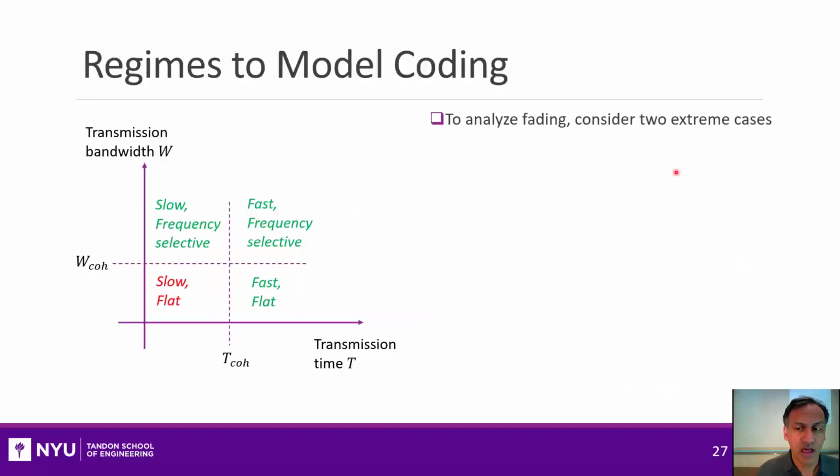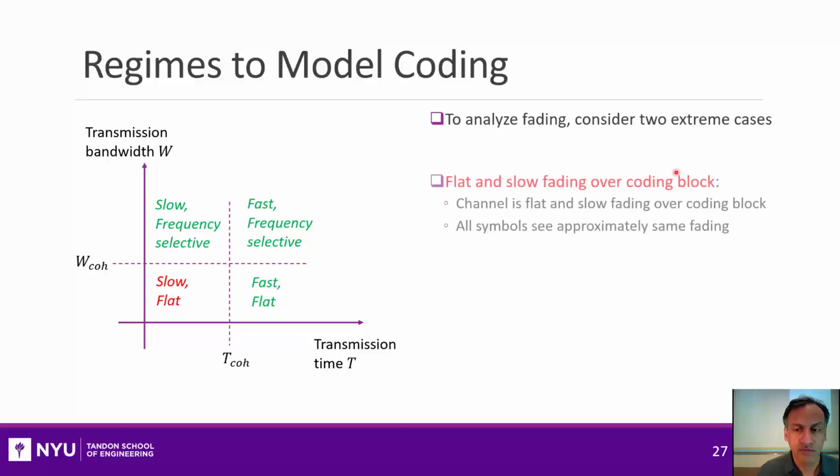Now, to analyze coded transmission, I'm going to take a look at two extreme cases. The first case is where you're in this lower left-hand quadrant, meaning it's slow and flat. This will be an easy case to analyze because in this case, I'm just going to approximate the channel as basically flat and slowly fading, hence roughly constant over that coded block.